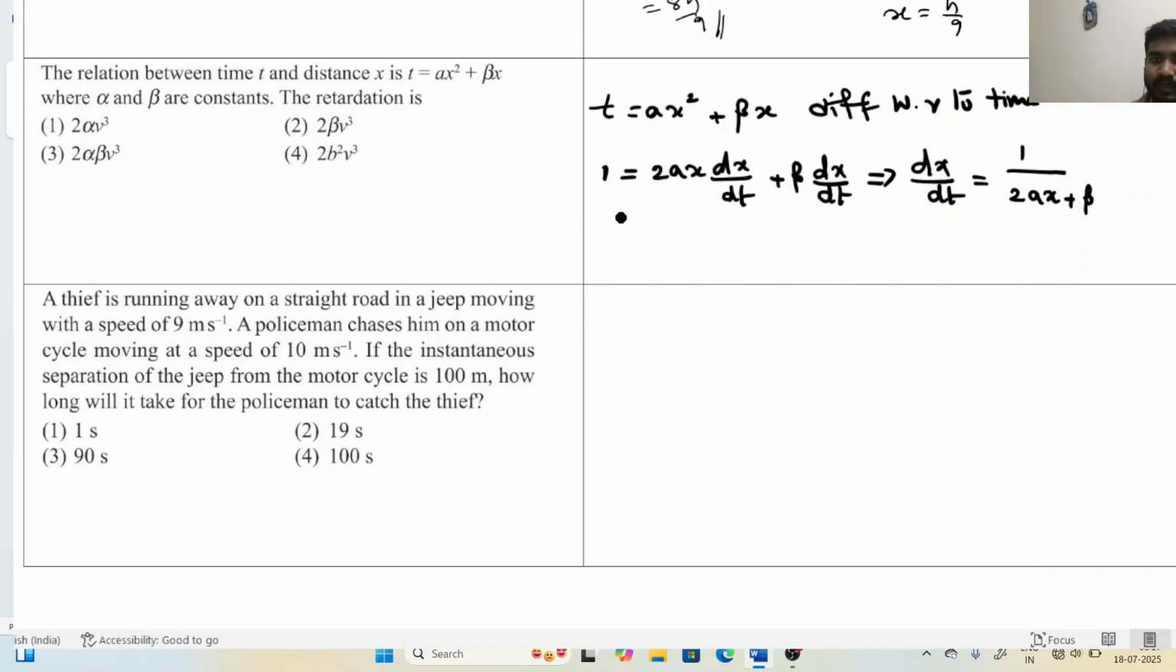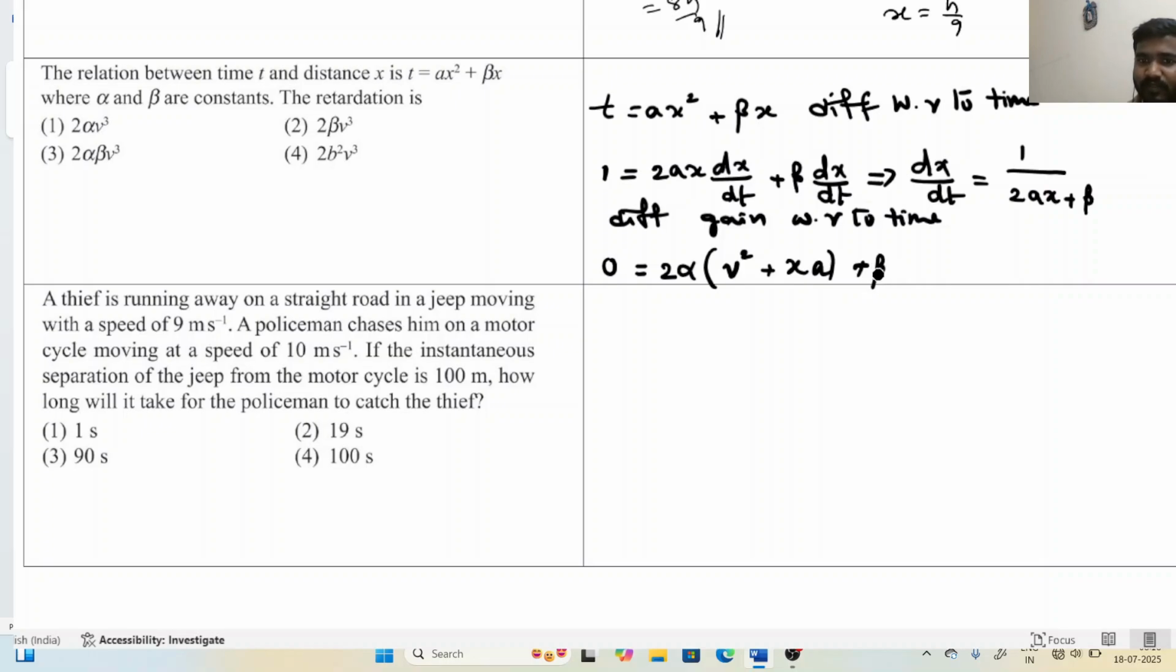Next, differentiate again with respect to time. The differentiation of the constant is 0, which must equal 2 alpha times... Using the UV method, first differentiate x with respect to time to get v square, that is dx by dt whole square, plus, treating v as a constant, the differentiation of dx by dt gives the acceleration a. Then a times u, plus beta times the acceleration, and so on.